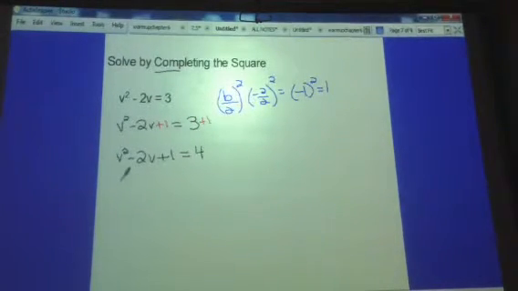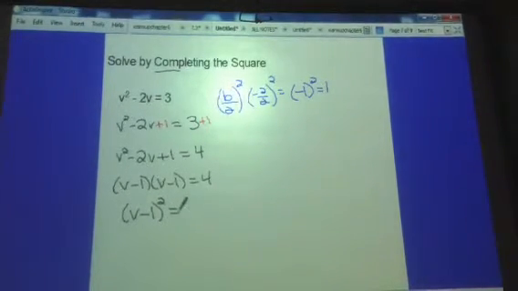The left-hand side will now factor into v minus 1 times v minus 1, which is what I wanted, or better known as v minus 1 quantity squared. Now that I've written it in terms of a square, I can take the square root of each side.